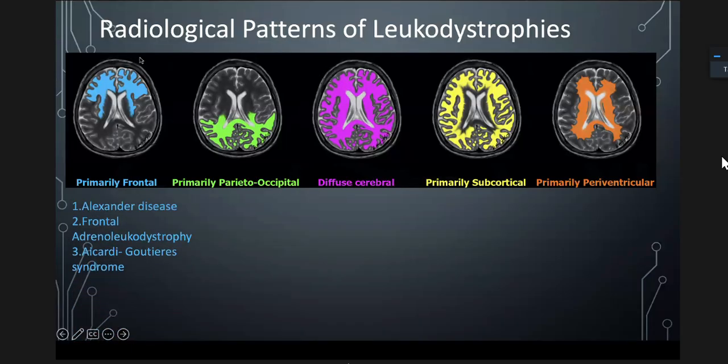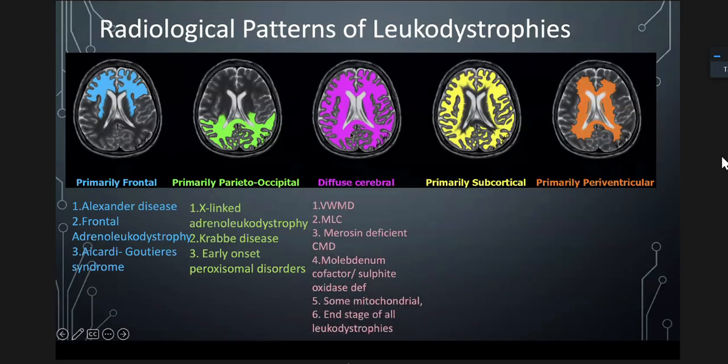Now, coming to the frontal leukodystrophies. The prototype here is Alexander's disease, and we also have the frontal form of adrenoleukodystrophy and Aicardi-Goutières syndrome. Then parieto-occipital most commonly will be X-linked adrenoleukodystrophy, Krabbe's disease, and early onset paroxysmal disorders. Diffuse will be when there is diffuse involvement, so it's frontal plus parieto-occipital plus temporal plus the subcortical deep as well as the periventricular white matter.